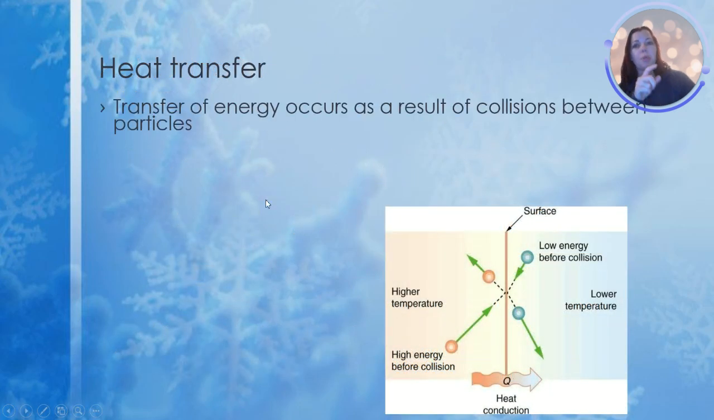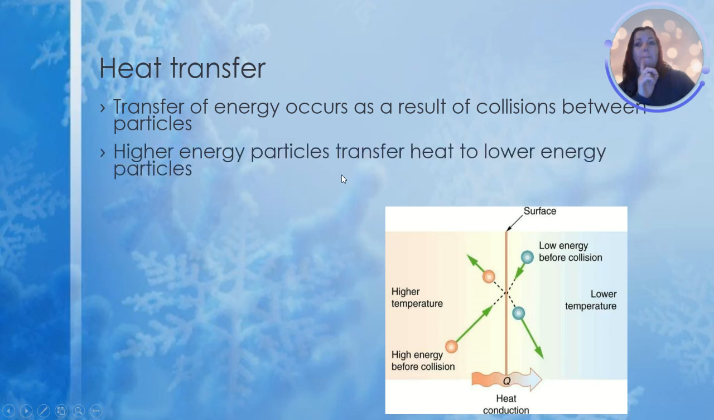Heat transfer, again, occurs as a result of collisions between the particles. The higher energy particles transfer heat to the lower energy particles. You can see that happening here. This is a longer arrow coming in. It's at a higher energy before collision. This is at a lower energy coming into the collision. It's got a shorter arrow. And then after they leave, this is not yet at thermal equilibrium. You can see that this arrow is shorter than that arrow, but heat transfer has occurred.